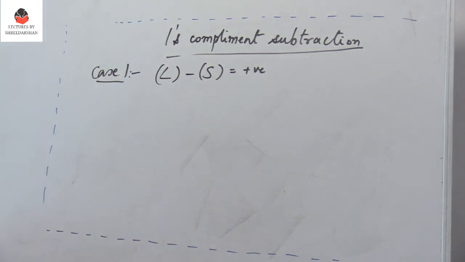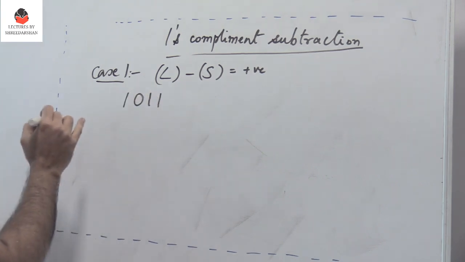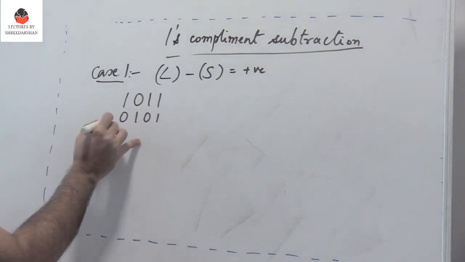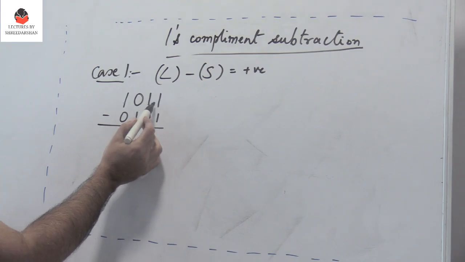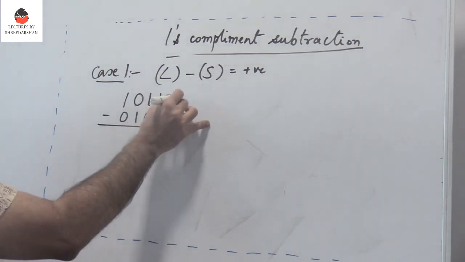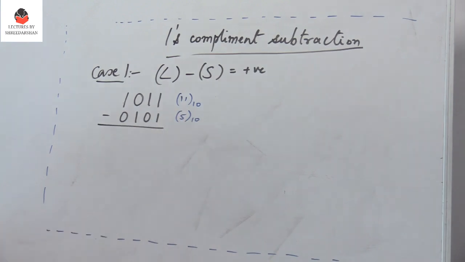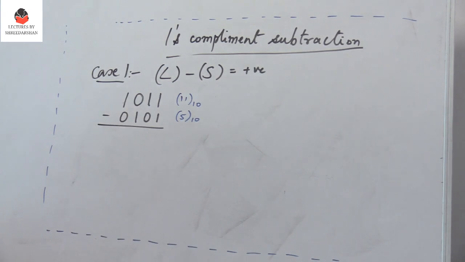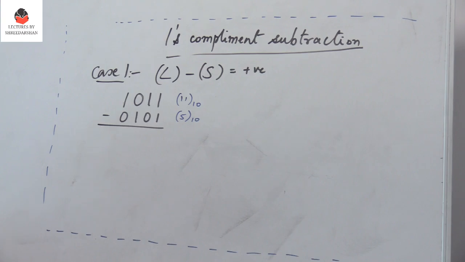1's complement subtraction. So let the larger number be 1, 0, 1, 1 and the smaller number be 0, 1, 0, 1. So this is 8 plus 2, 10 plus 1, 11. Right? So this is 11 in decimal and this is 5 in decimal. So the answer should be 6. 11 minus 5 is 6. The larger number is called the minuend and the smaller number is called the subtrahend.